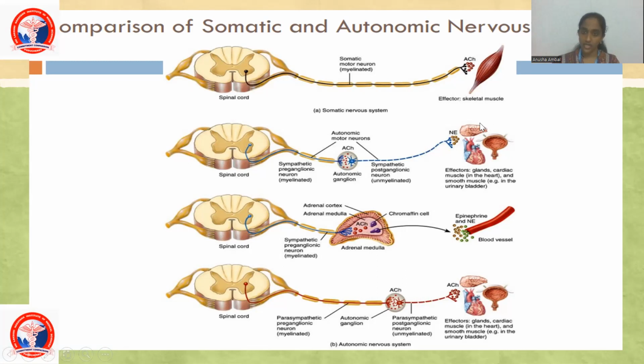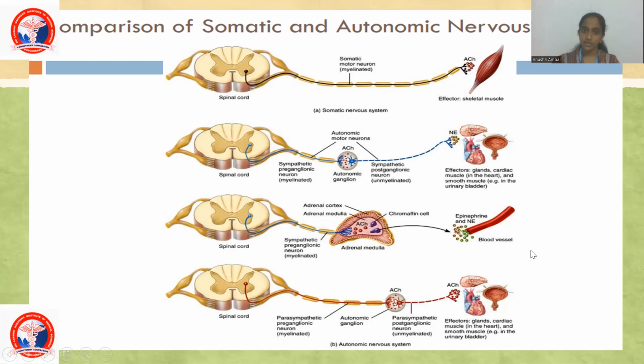So if there is a norepinephrine or epinephrine release at the postganglionic neuron, that is at the level of the effector cell, it is a sympathetic nervous system. Coming to the fourth pic, if there is a release of acetylcholine at the level of the effector cell, it is a parasympathetic nervous system. Here also there is a ganglion, but the difference is the preganglionic neuron will be long and the postganglionic neuron will be small. It is acetylcholine which is released at both sides.